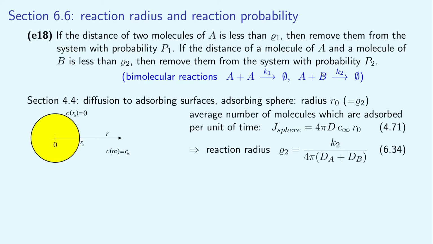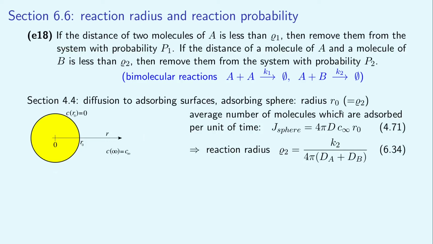For example, consider the reaction A plus B goes to a product. We have already seen this picture in section 4.4. Let us assume that this yellow ball is a molecule of A, and concentration C describes the concentration of molecules of B around this ball. If we decide that the reaction probability is equal to 1, then our molecule-based description of the second-order reaction is equivalent to adsorption to this sphere, which we studied in section 4.4, where radius R0 is equal to the reaction radius ρ2.